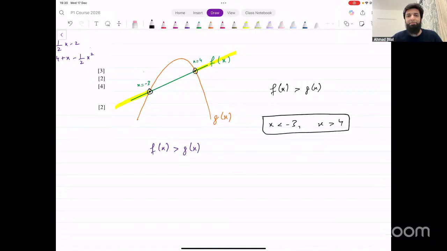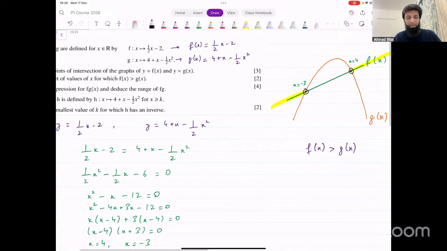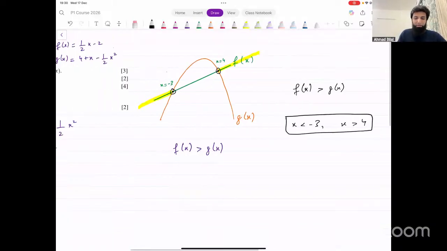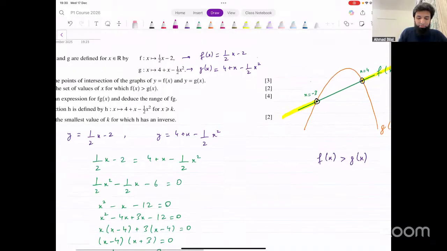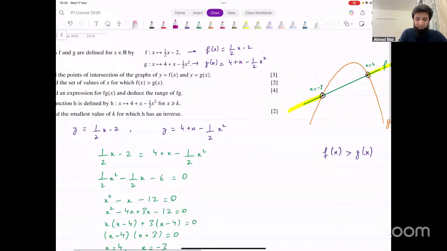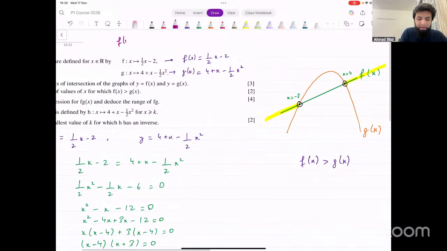Does that make sense? Any problems with this? Alternatively, you could also think of it like this. You could make an inequality and then put that inequality in your calculator.